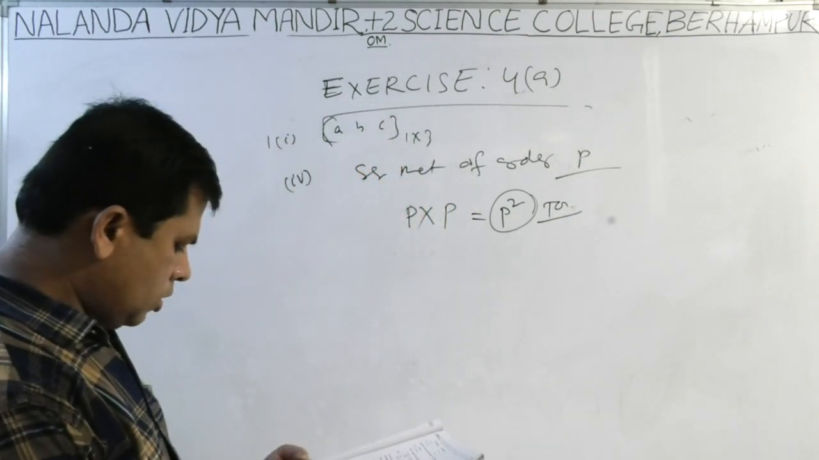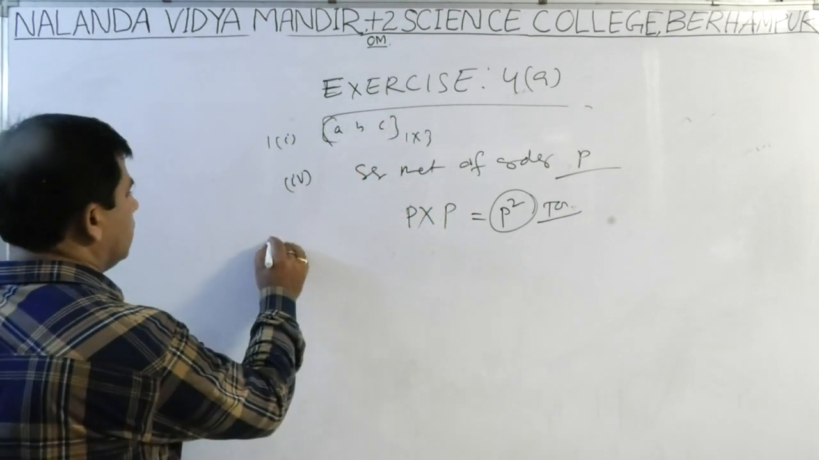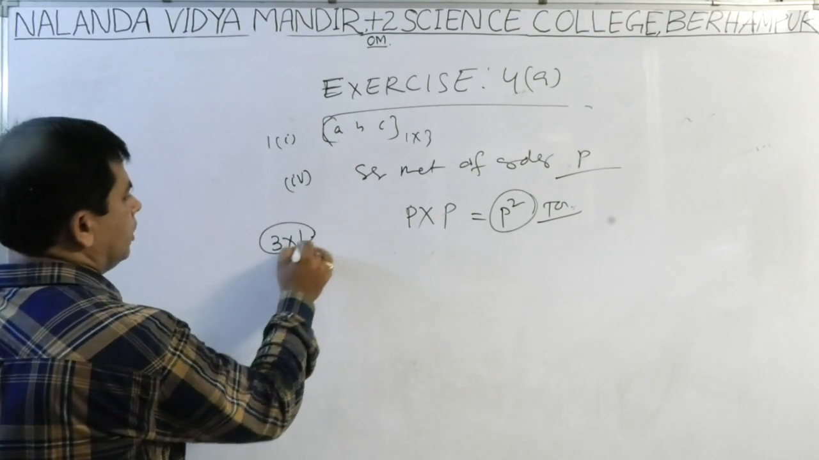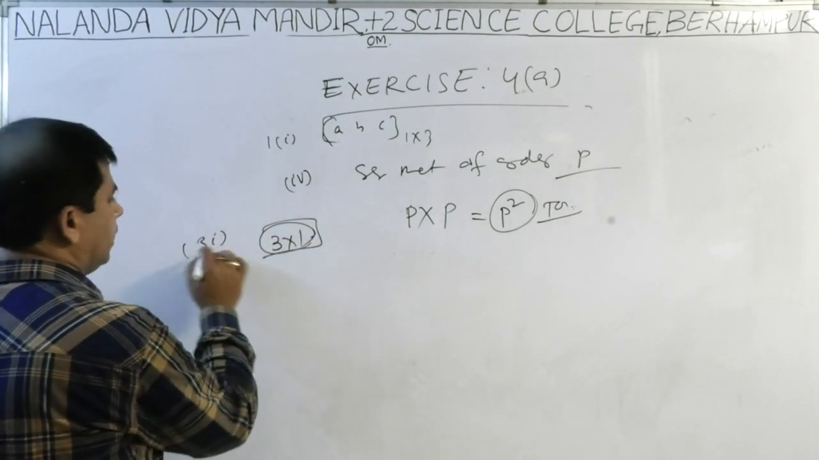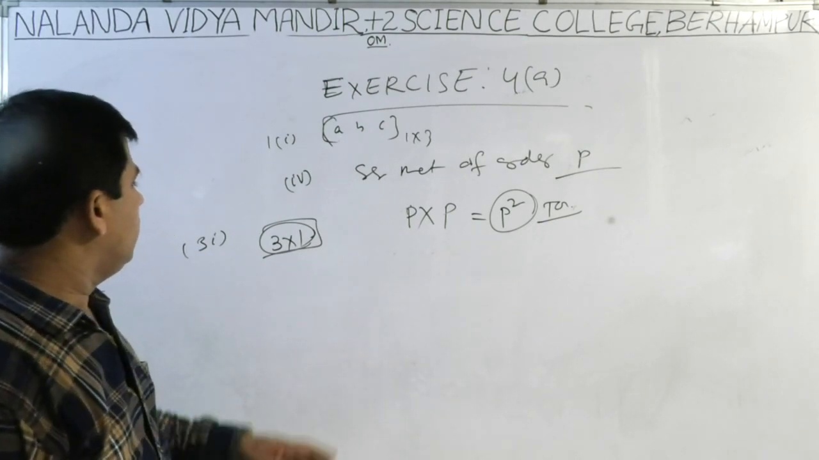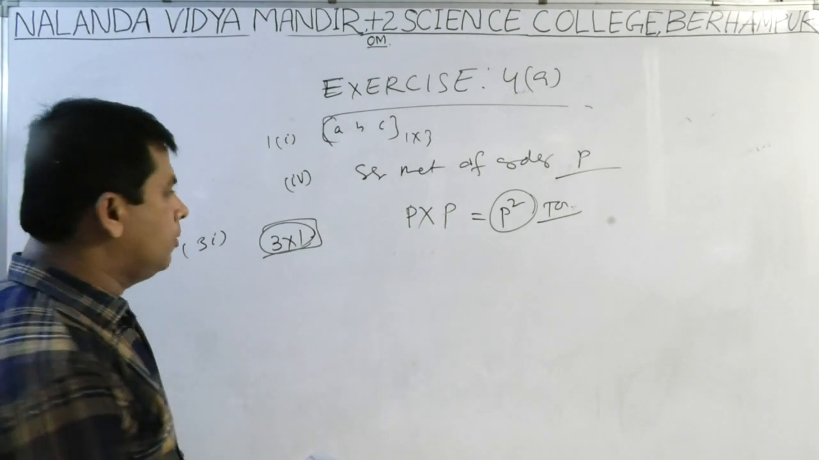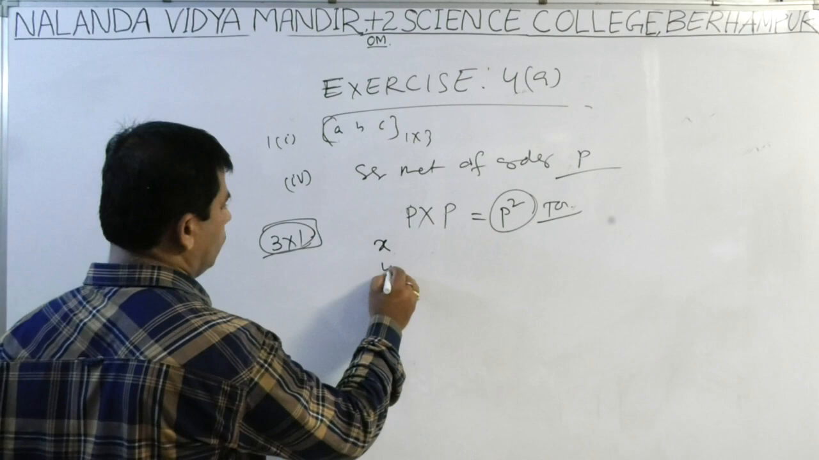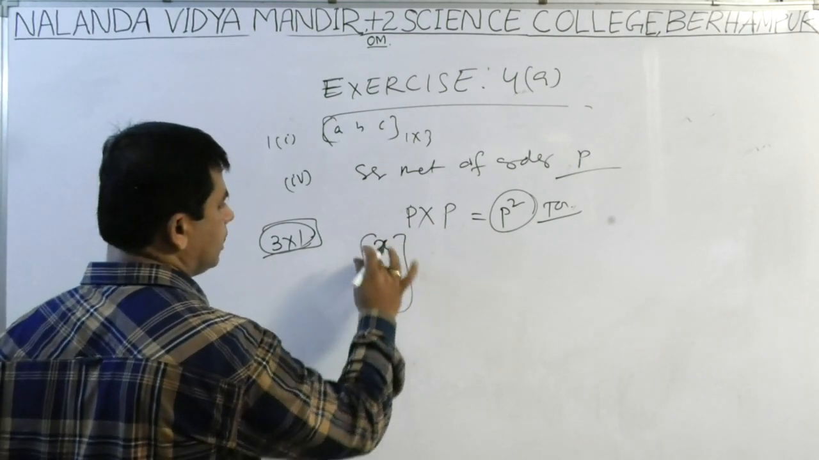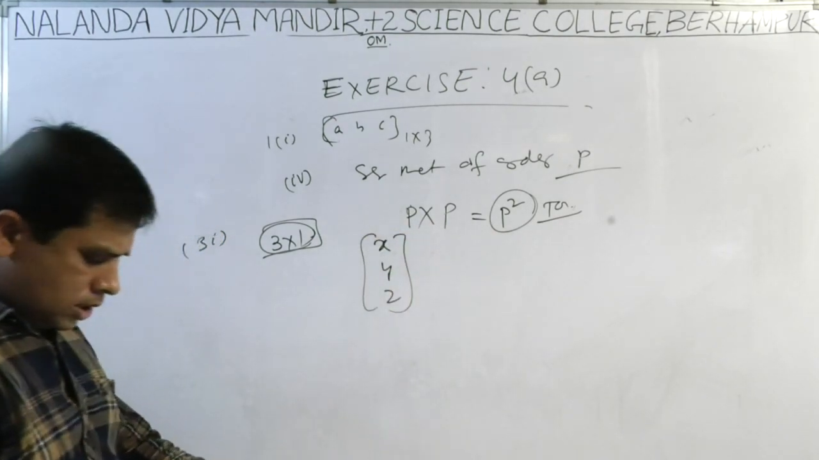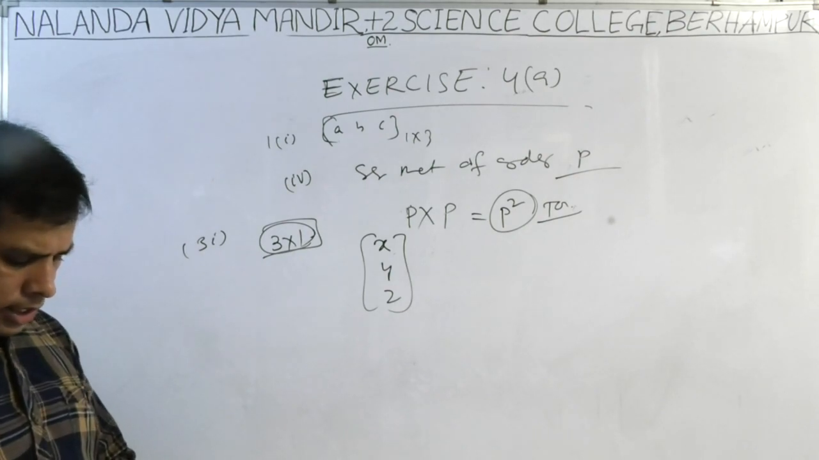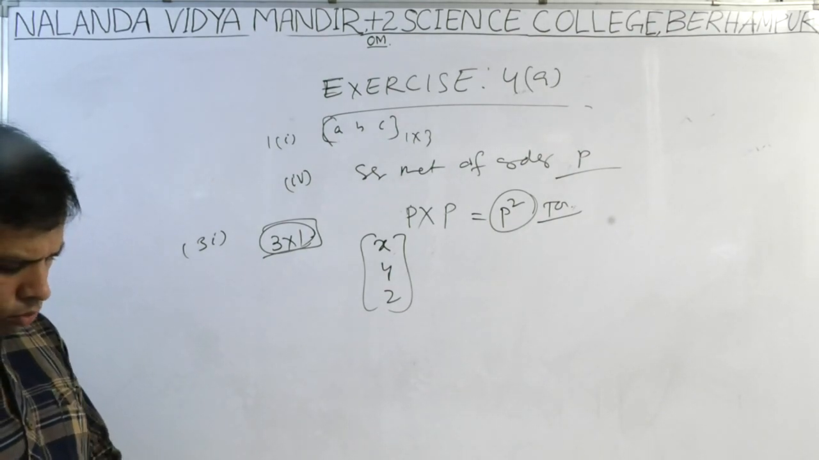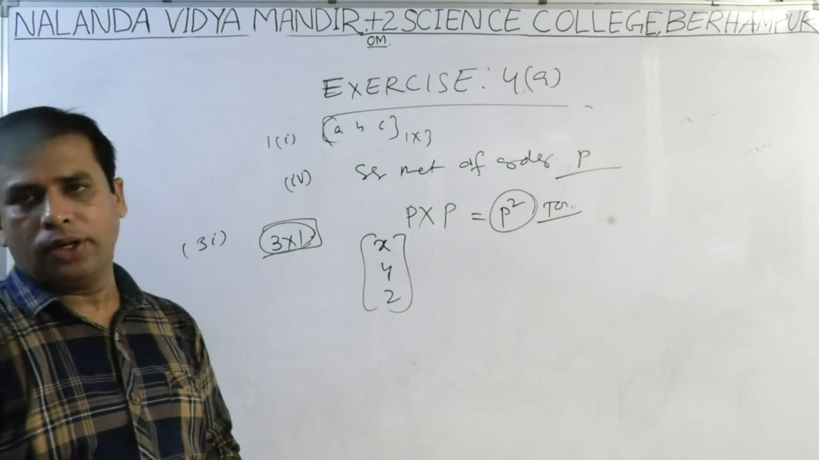Okay. Now, give an example of a 3 cross 1 matrix. 3 cross 1 means 3 rows and 1 column. For example, X, Y, Z. There are 3 rows and 1 column. Similarly, we can give examples of 2 cross 2, 4 cross 2 and 1 cross 3. Okay.